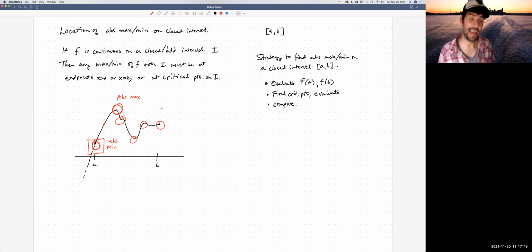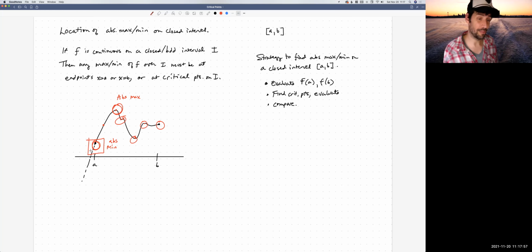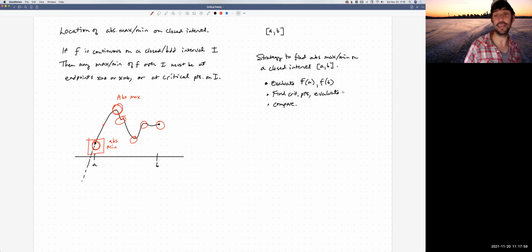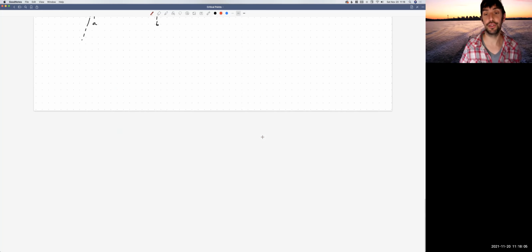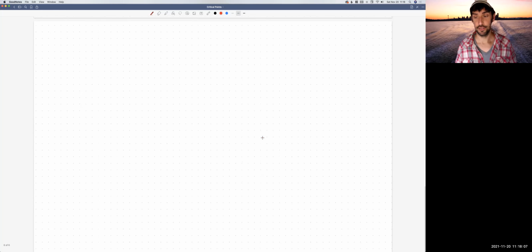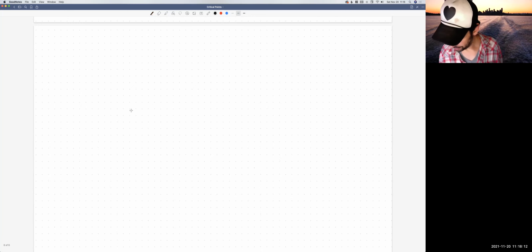We don't know yet how to tell without a graph whether they're local max or local mins, but it doesn't matter to us. We're just looking for the biggest value and the smallest value. And since we know the only places those can happen are the critical points and the endpoints, all we have to do is check those and compare. So let's finish with an example of doing that. This will be the last one in this longer than I anticipated video.